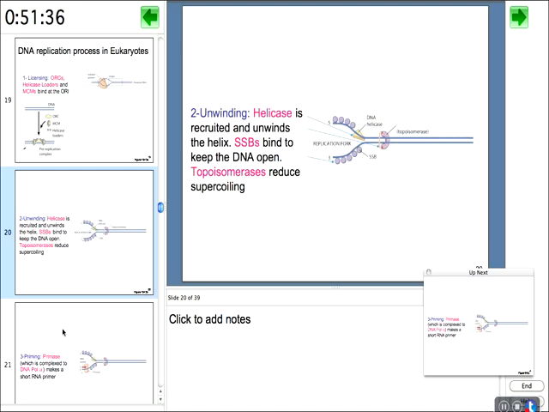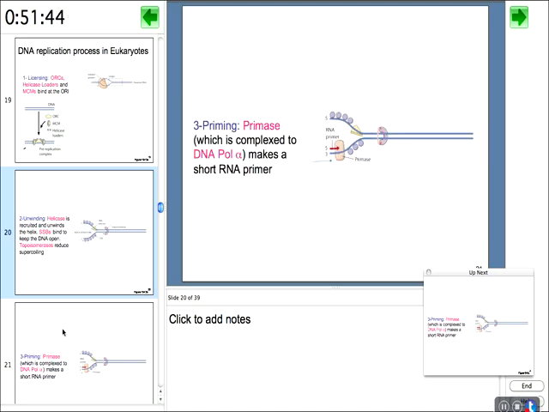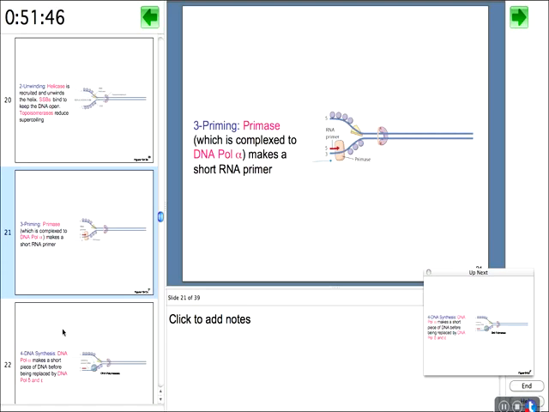Kind of going fast, but I feel like you're all with me. Yes? All right, so we got helicase in to unwind, single-stranded binding proteins to hold it apart, topoisomerase to get rid of supercoiling. Next step, priming. We've got to create a primer for polymerases to attach to. Primase is actually attached to DNA pol alpha in a eukaryote. There's one complex that's together. Primase comes in and makes a short RNA primer.